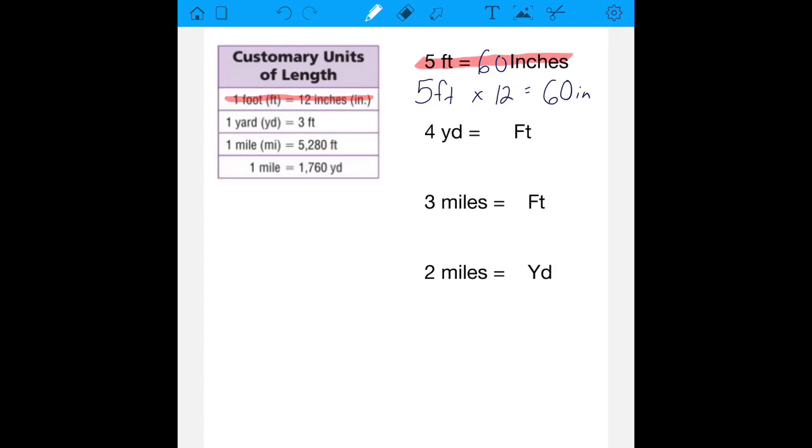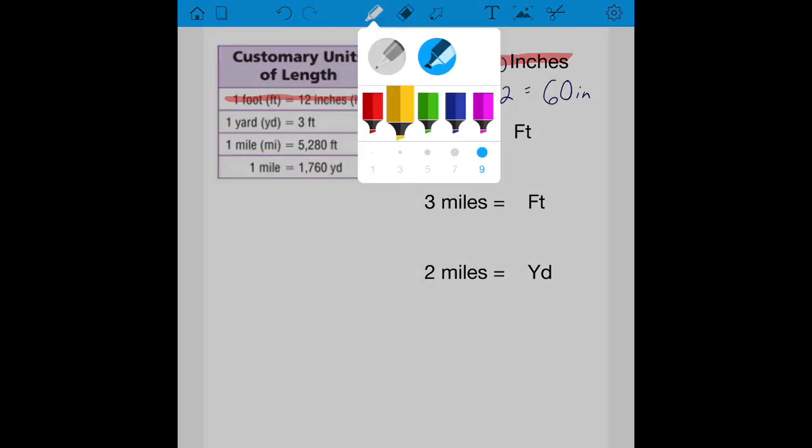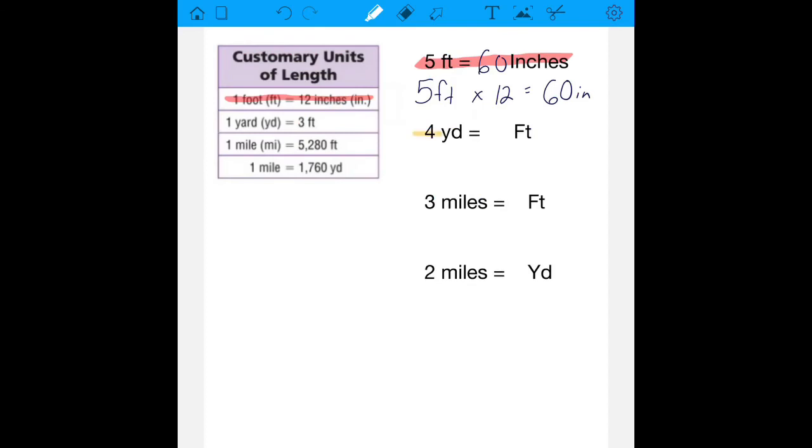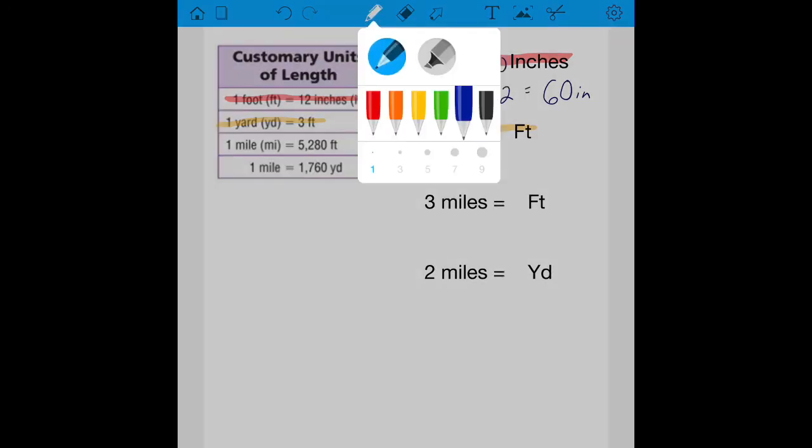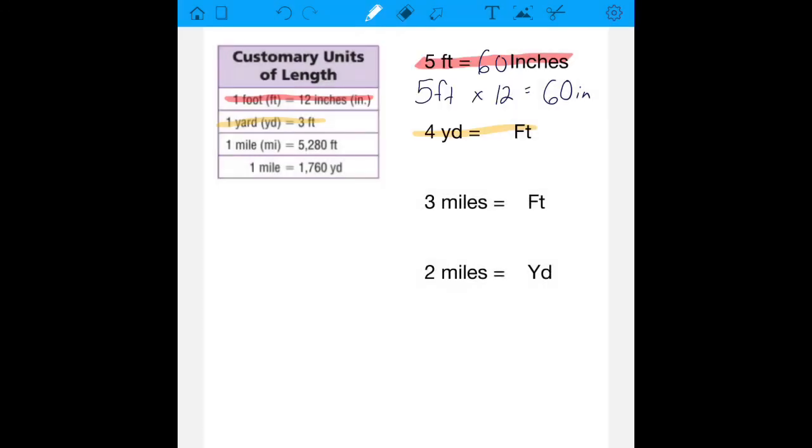Now I'm going to take a look at this next problem. I am looking for 4 yards equals blank feet. So again, I'm going to look at my chart. In this case, 1 yard equals 3 feet. So 2 yards would equal 6 feet. So let me get my pen here. It seems like we're going to be multiplying again. In this case, we're going to take 4 yards times 3, which equals 12 feet. So 4 yards equals 12 feet.